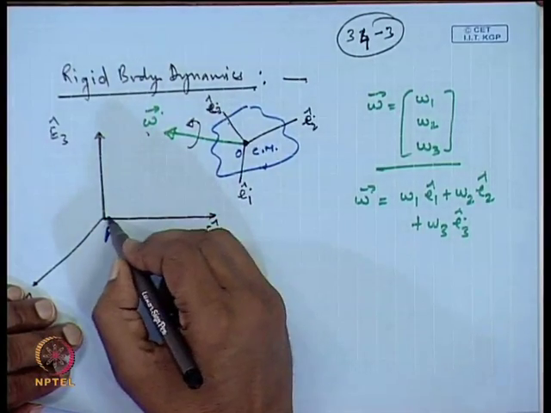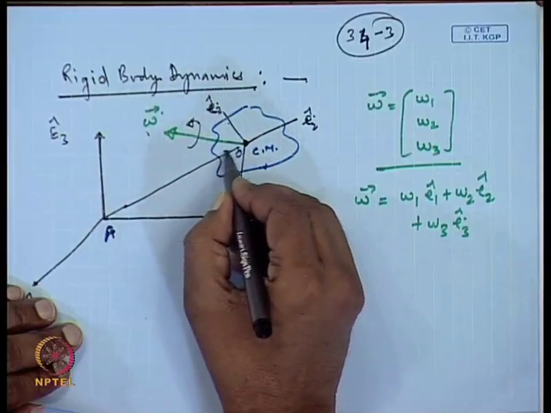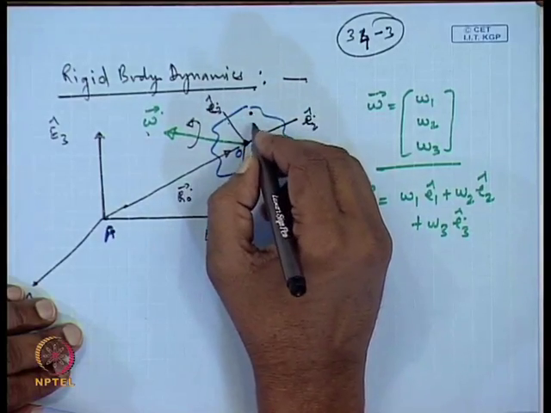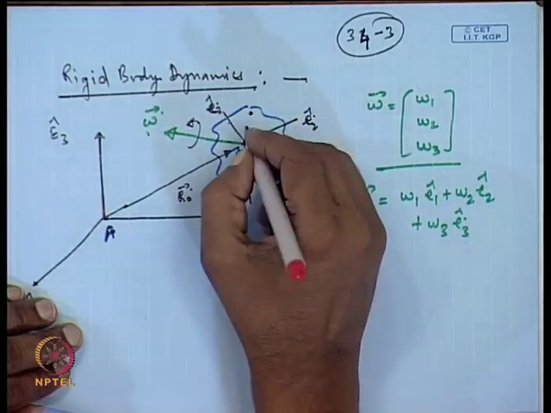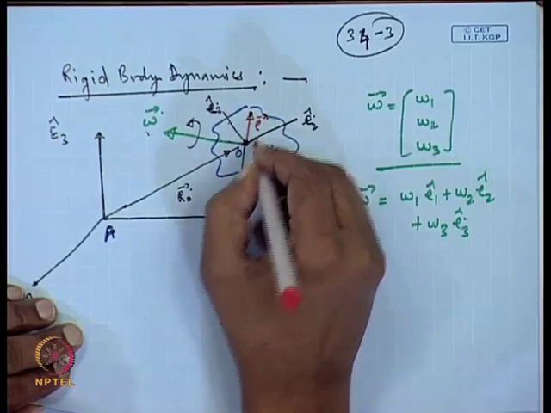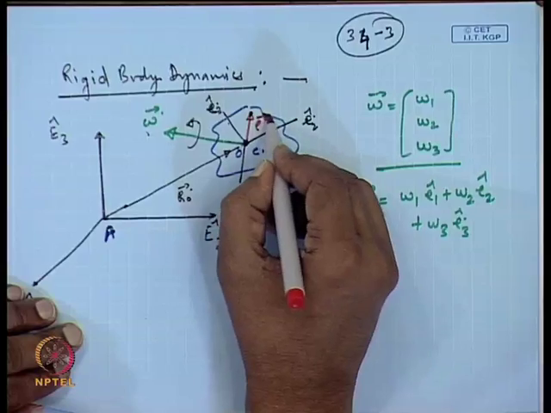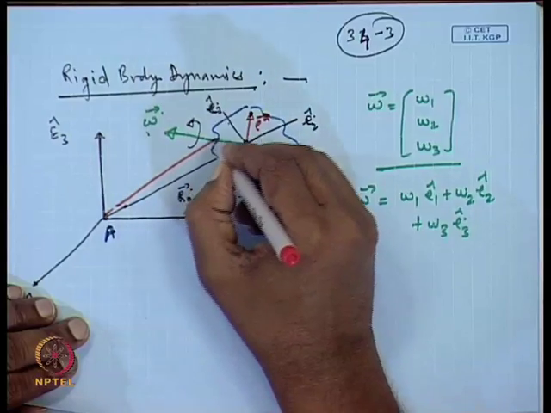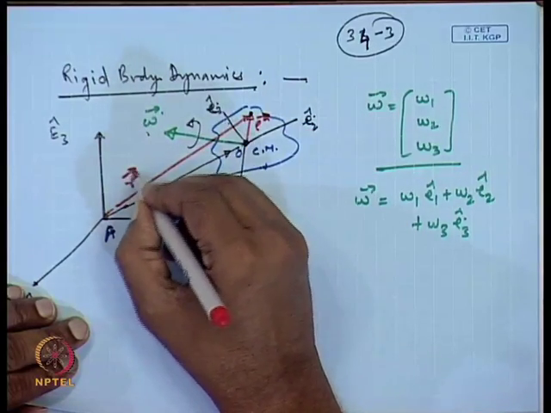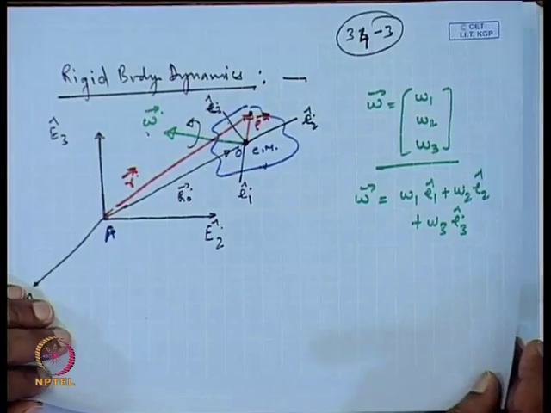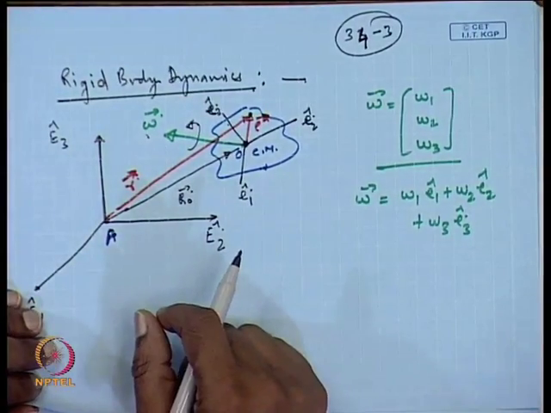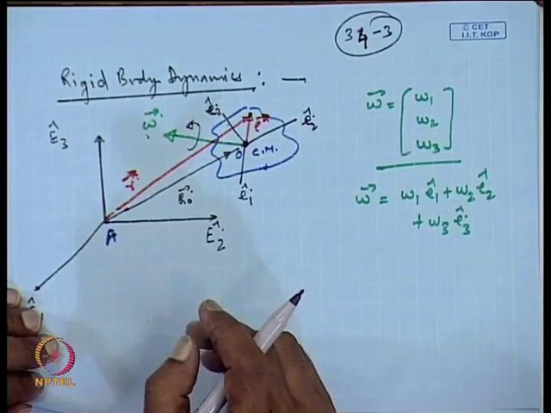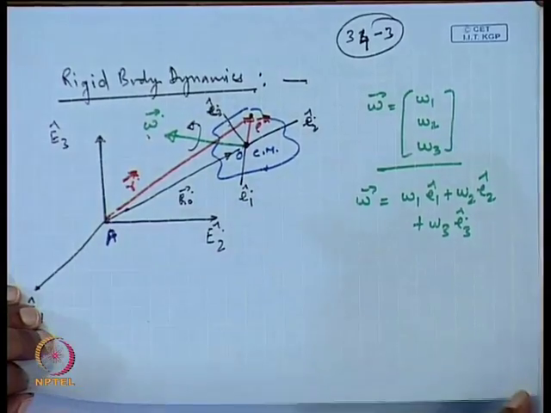Let us say that the radius vector of the point O is r 0 and there is a point in the body whose radius vector is rho. The distance from here to here can be written as r. While we are working with rigid body dynamics, we will utilize the results developed in the few lectures that I gave at the start of this course.